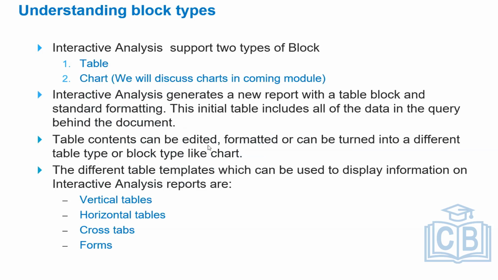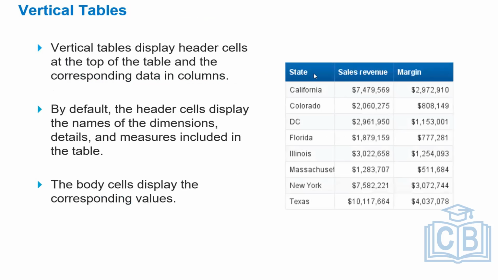Those table contents can be edited, formatted, or can be turned into a different table type or block type like chart. The different table templates which can be used to display information on Web Intelligence are vertical tables, horizontal tables, cross tabs, and forms. This is the vertical table look. So it is like a normal table.